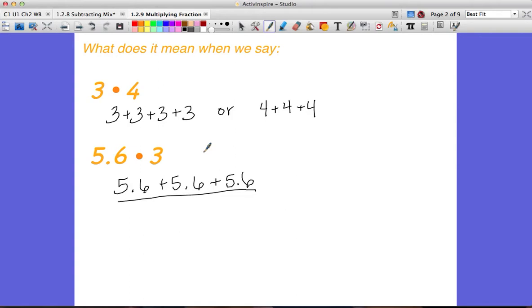And I want you to think that when I'm showing you these pictures of how to multiply fractions, I'm making it easy on myself. I'm not going to try and draw 3 plus 3 plus 3 1/4 times. We're going to always draw the fraction and make that the repeated addition.